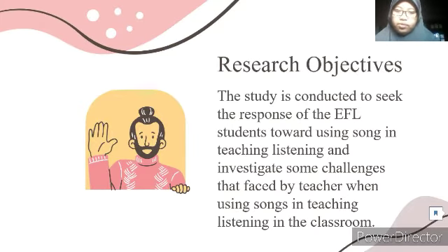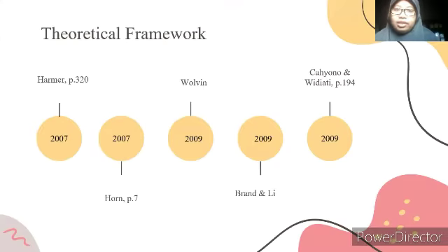Okay, next we move to theoretical framework. First is Harmer, 2007, page 3020. He stated that because it is often difficult to know exactly which song the student liked at any particular time, and which song, very popular last week, have suddenly gone.